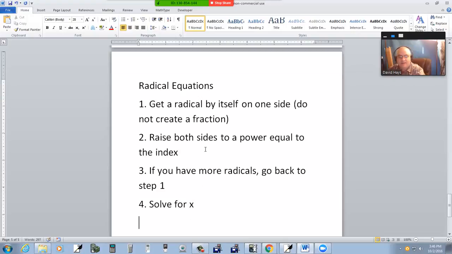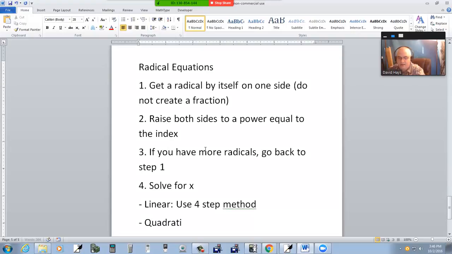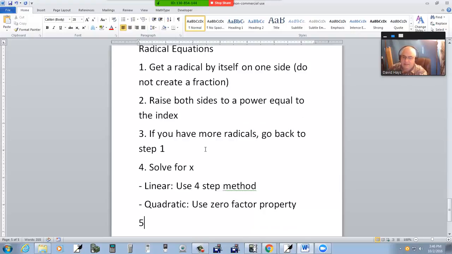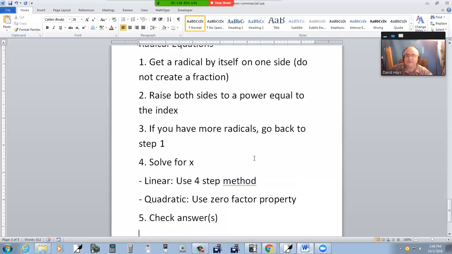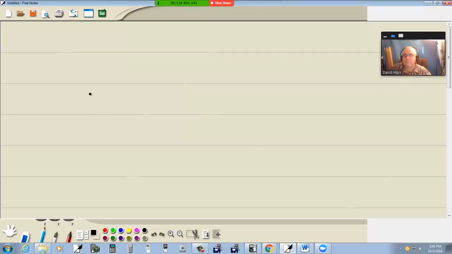That's pretty vague, but you'll either have a linear equation at this point and use your 4-step method, or you'll have a quadratic and use the zero factor property. And then step 5, you have to check your answers. This process gives you the correct answers, but sometimes it gives you false answers, so you have to check them on this one. Now I'm going to work one problem quickly through, and then I'm going to show the setup on the second one, but not actually finish it.